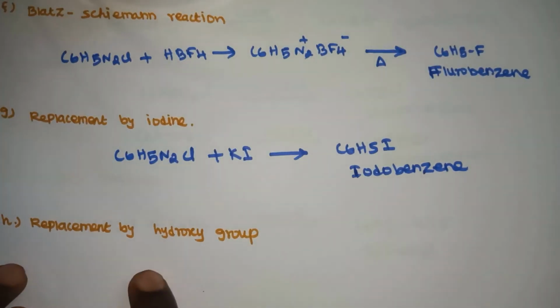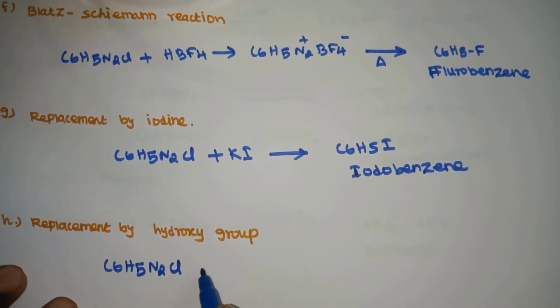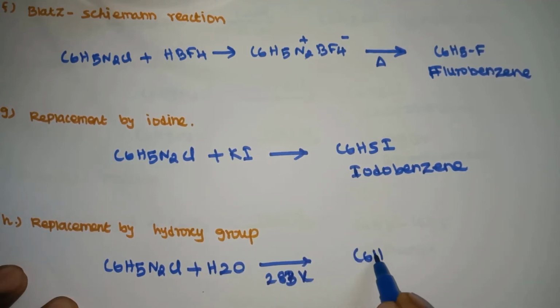Next one is replacement by hydroxyl group. C6H5N2Cl, benzene diazonium chloride, is warmed with water at 283 Kelvin to form C6H5OH. This is phenol.